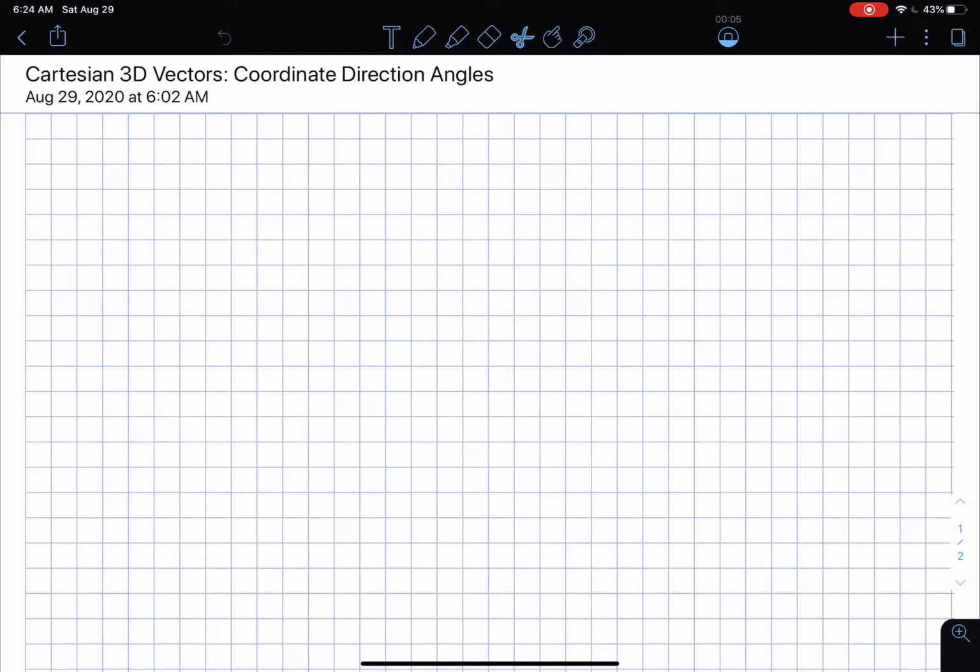We will be looking at Cartesian 3D vectors, and we will be defining something called coordinate and direction angles during this concept talk. Okay, let us first start off by drawing the Cartesian 3D axis, the Cartesian 3D coordinate system.